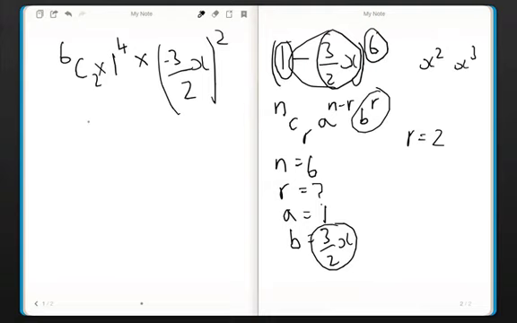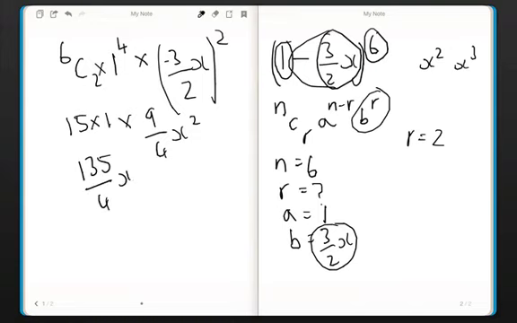Now let's calculate this. 6C2 can be calculated easily on your calculator. We can get into general methodology later. So 15 into 1 into 9/4 x squared. 15 into 9 divided by 4 is 135, so it is equal to 135/4 x squared. So this is our x squared term. I hope you know how we got that.